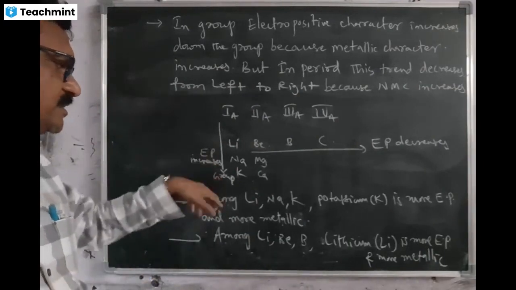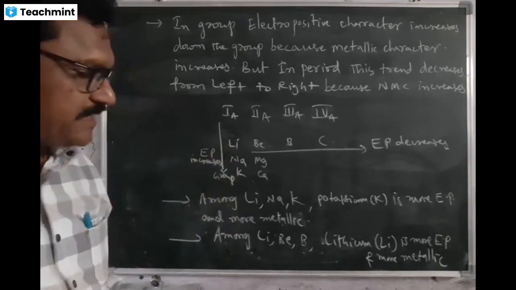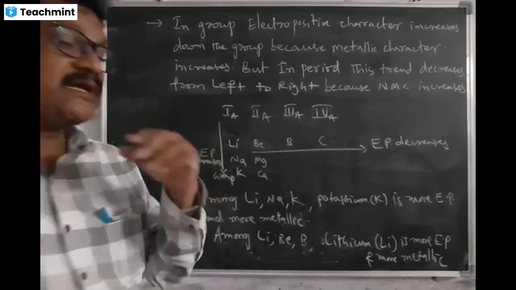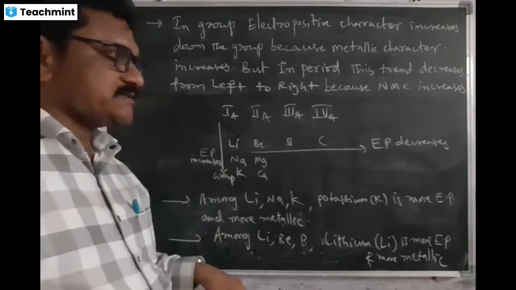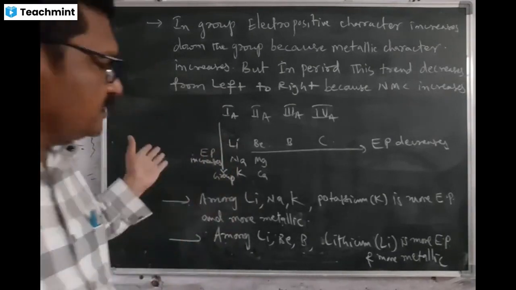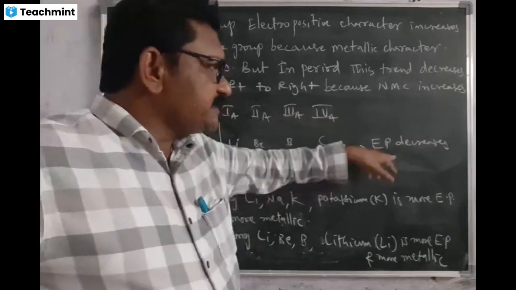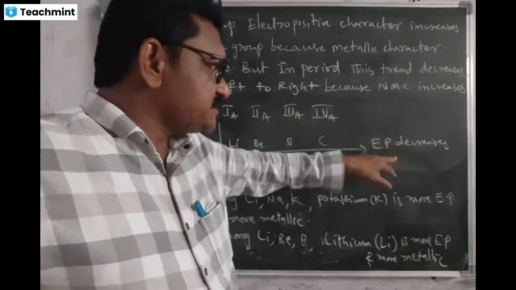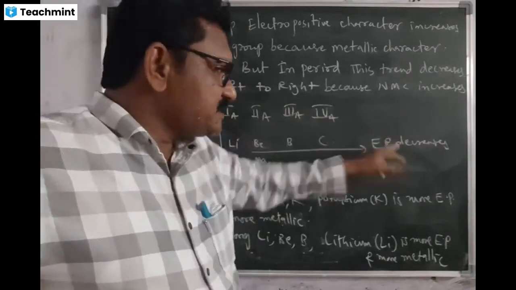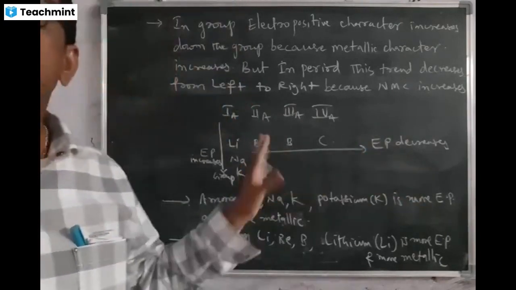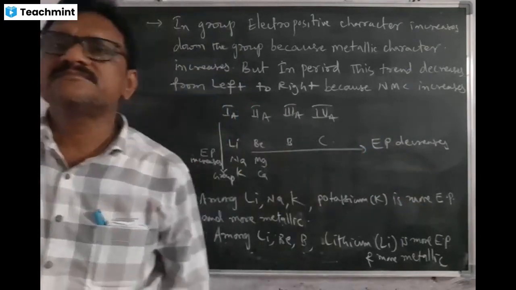So down the group, electropositive character increases and metallic character increases. But electronegativity and non-metallic character decrease, reverse with each other. When we move from left to right in a period, electropositivity decreases, electronegativity increases, non-metallic character increases, and metallic character decreases. Both are reverse, you know.